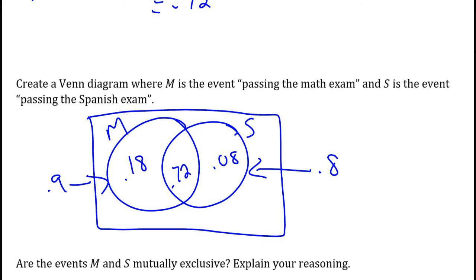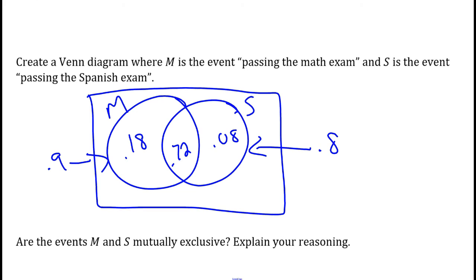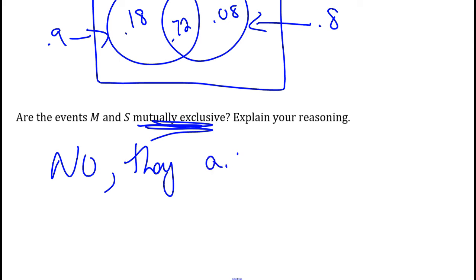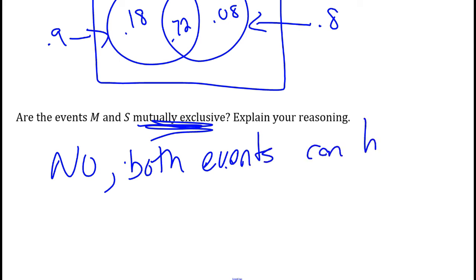Are the events M and S mutually exclusive? Mutually exclusive means they share no outcomes in common. So the answer is clearly no. No, both events can happen. Mutually exclusive means only one event can happen. So, because there's that overlapping region there, both events can happen.